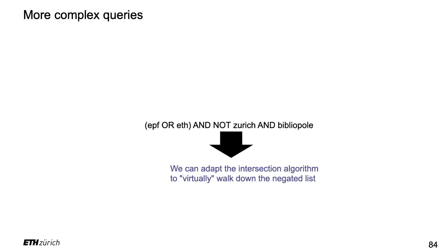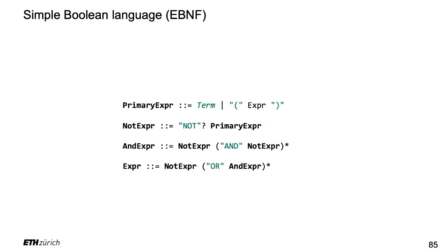How do you do nots? Well, it's just an adaptation of the intersection algorithm, and you just interpret the presence as an absence and the other way around, right? So this is how it works.